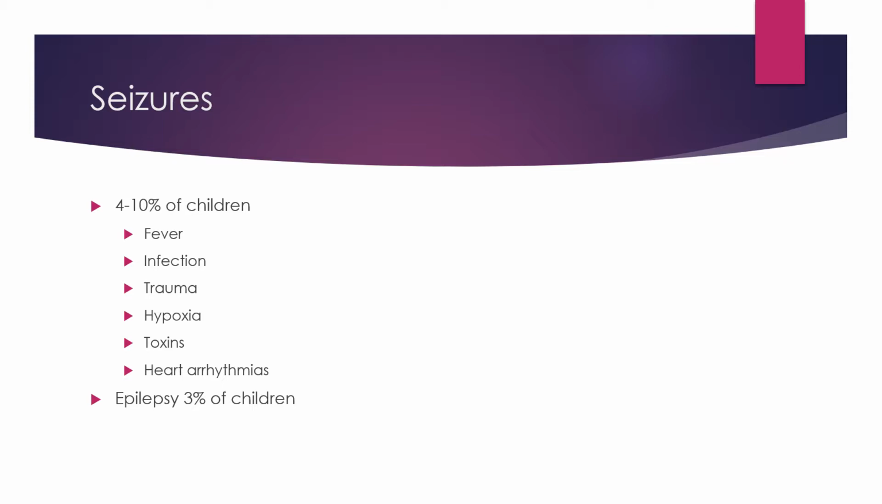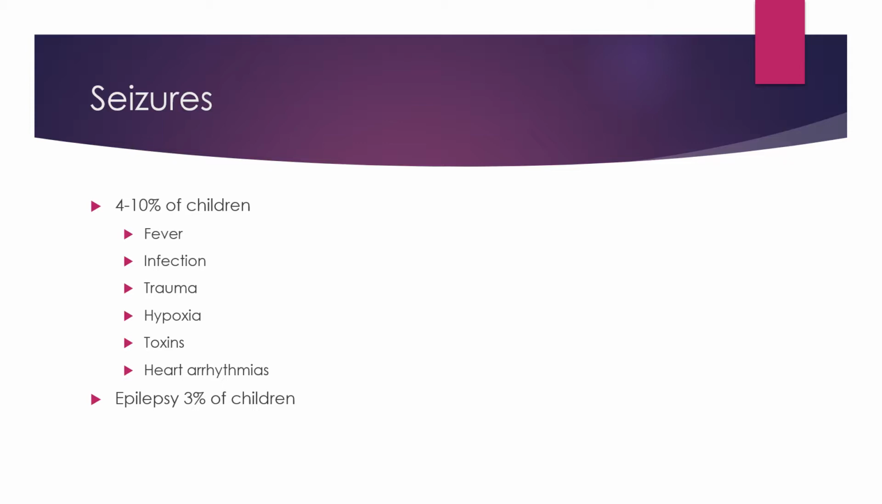So an estimated 4 up to 10% of all children have had a seizure of some sort, and there are multiple causes. So fevers or infections, it can be caused from head trauma, hypoxia, so any situation where there's a lack of oxygen to the brain. It can be caused by toxins or drug overdoses, and heart arrhythmias, which could throw blood clots or, again, a disturbance in blood flow to the brain.